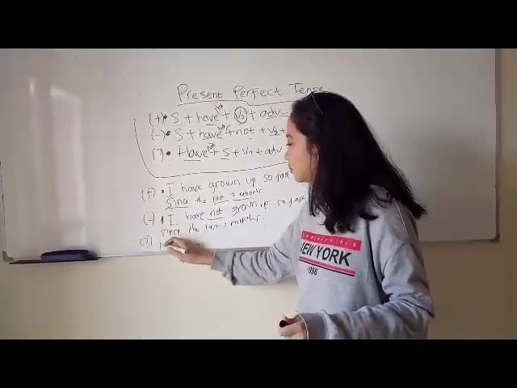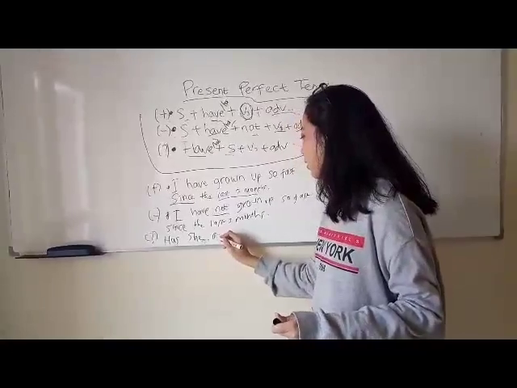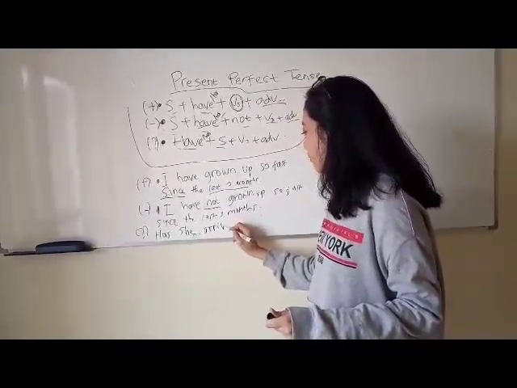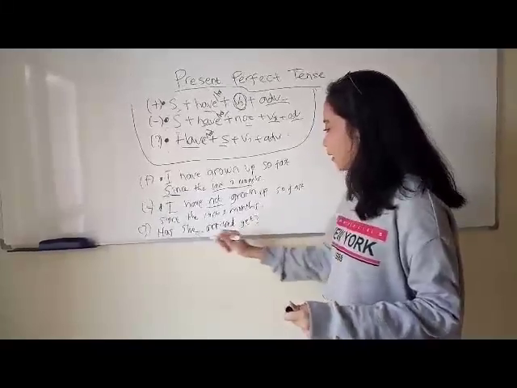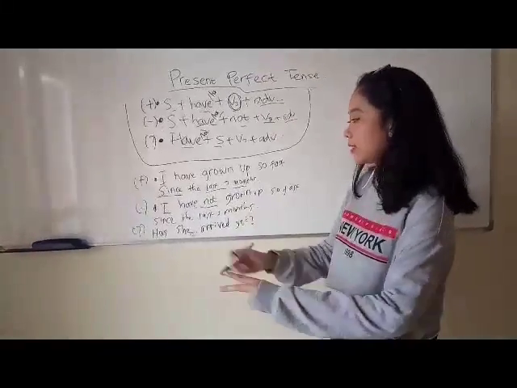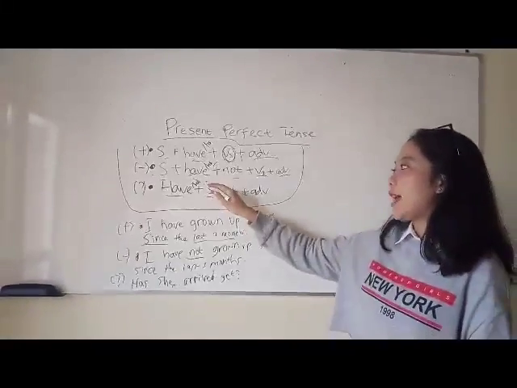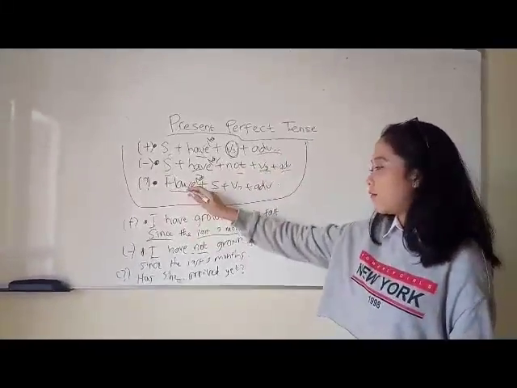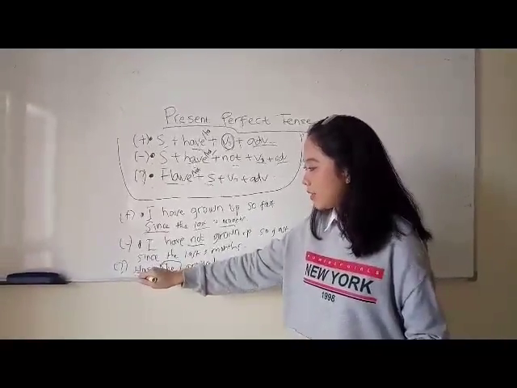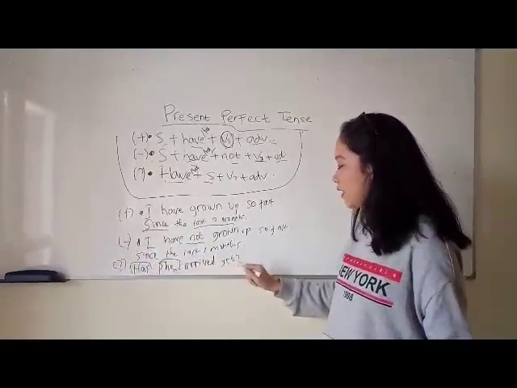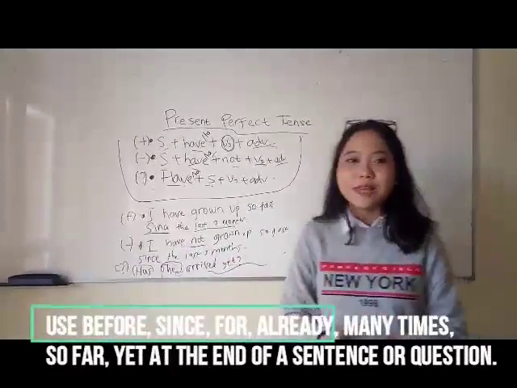Has she arrived yet? So this is the interrogative. Because the subject is she, as what I've said before, he, she, it, you use has. I, you, we, they, you use have. So for the interrogative, because the subject is she, you have to put has in the front. So has she arrived yet? So that's all from me. Thank you.